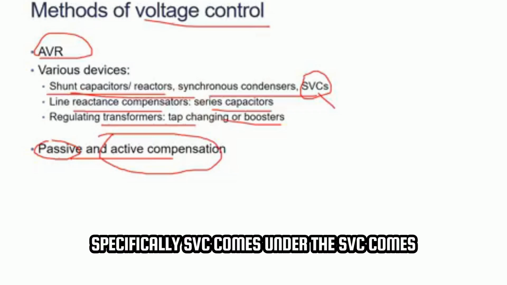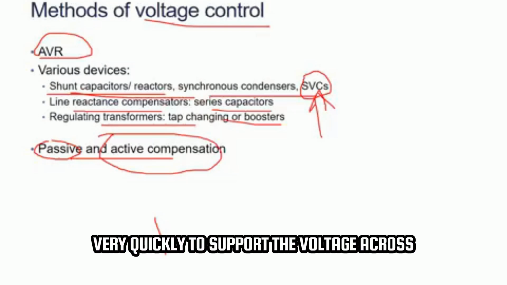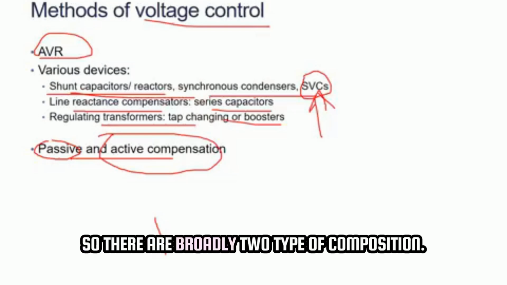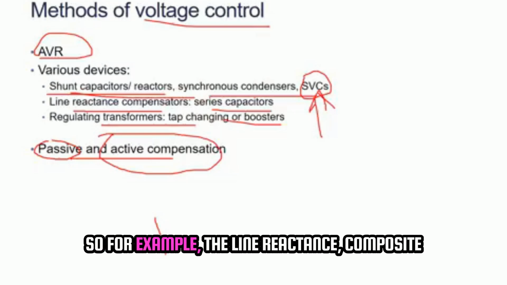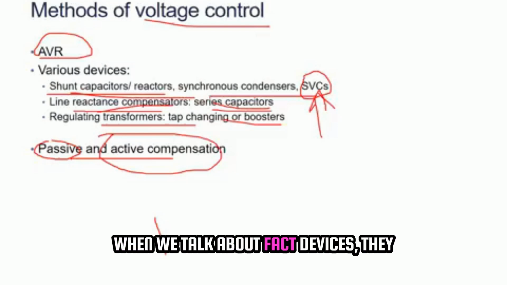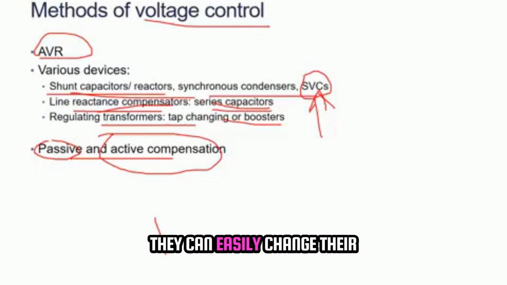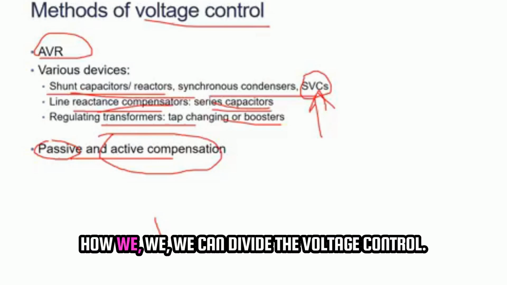Specifically SVC comes under the active compensation, because they can easily change their voltage set points very quickly to support the voltage across the system. So there are broadly 2 types of compensation. One is passive, which is fixed or not varying. So for example, the line reactance compensator, series capacitor, they are generally fixed. When we talk about FACTS devices, they are basically active compensation. They can easily change their reactive power for voltage control. Right. So these are the 2 broad categorizations of how we can divide the voltage control.